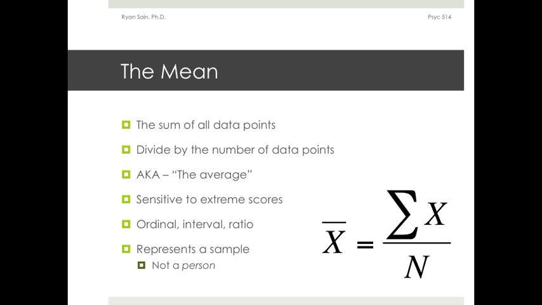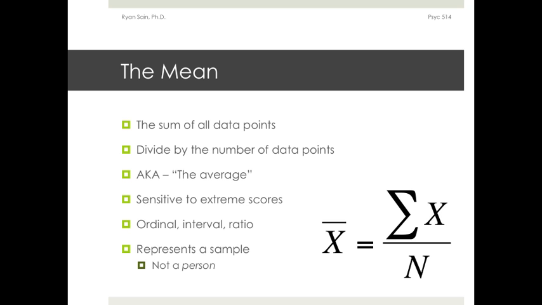It requires ordinal, interval, or ratio level data. All right? And keep in mind, probably the most important point that I like to make about the mean is it represents a sample, not a person. Very rarely, you can get a mean at which no one in your sample, or if you generalize it to the population, no one will fall at that mean.